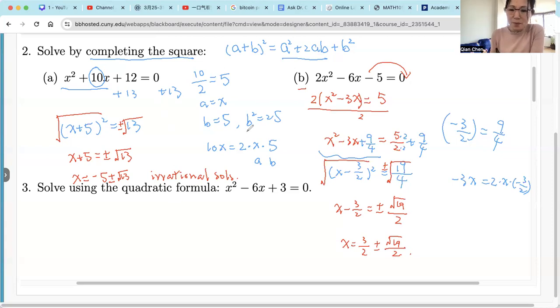So number 2, A and B both have two irrational solutions. So that's called completing the square.